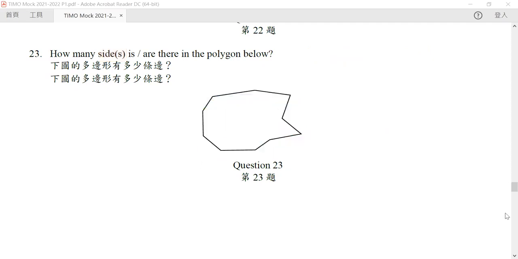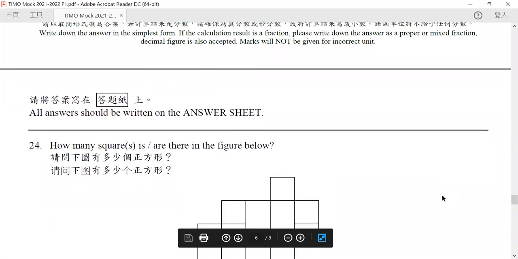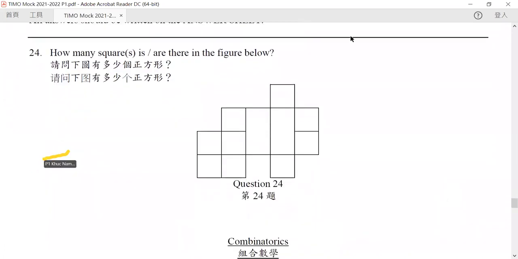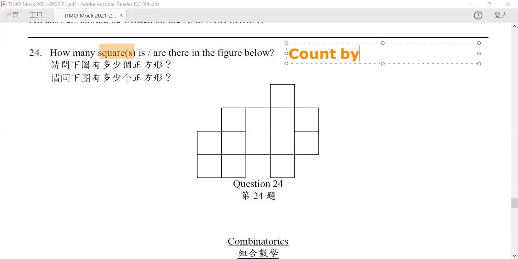Okay, so let's go to the next question. Our next question is question 24. How many squares are there? This time, we want to count the squares, but unlike the last time, we want to count them by different sizes. Because there are so many squares here, we would like to count by sizes. Here we have the smallest size, like this.